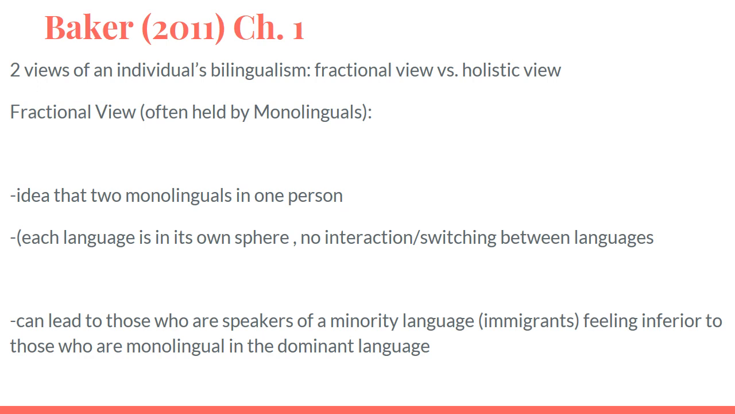For example, I'm bilingual in Spanish and English. So if someone had a fractional view of my bilingual abilities, they would say, oh, well, he only uses English in the academic setting, and he only uses Spanish in the social setting. That would be the fractional view, that I would be confining my language abilities into one area, one context, and that there wouldn't be any intermixing or interchange or relationship or interaction between the two languages.